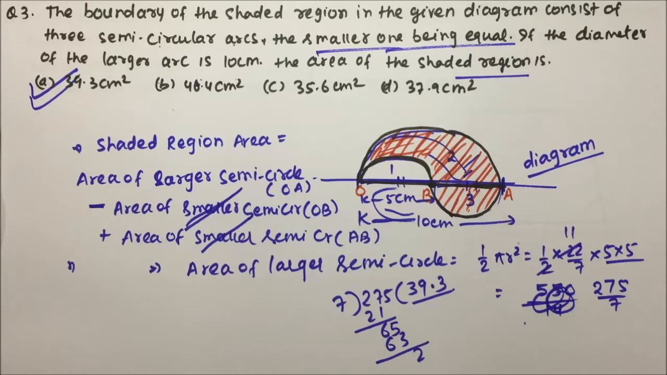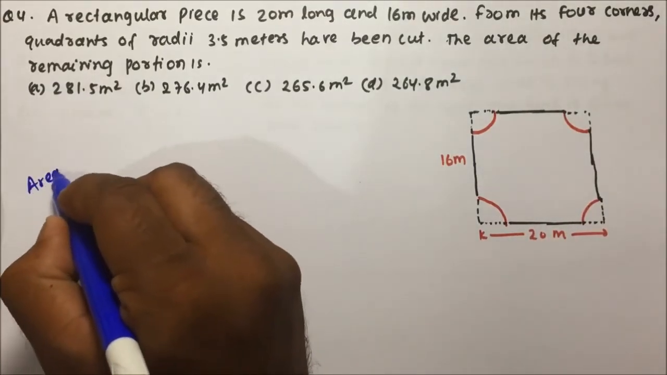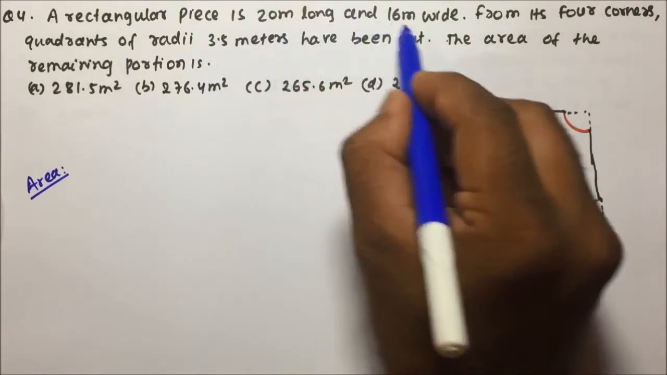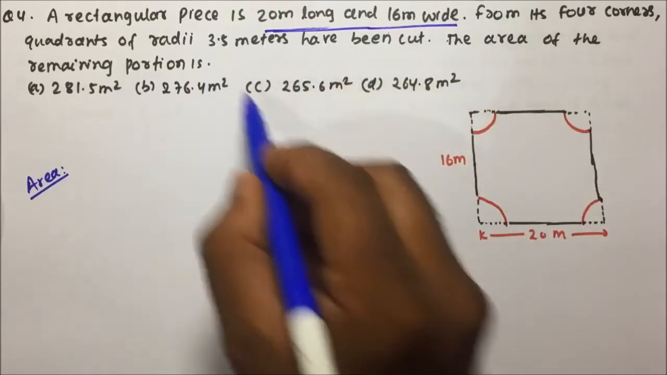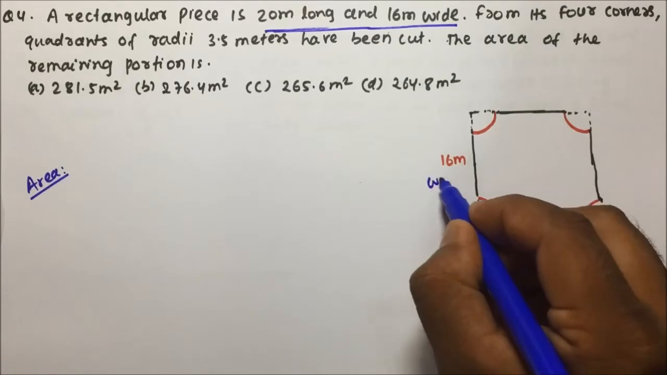And again I say this is a very important question for your upcoming exam. Moving towards the next question. Question number 4 friends, again this is a question based on area, and let's see how we are going to solve. A rectangular piece is 20 meter long and 16 meter wide.